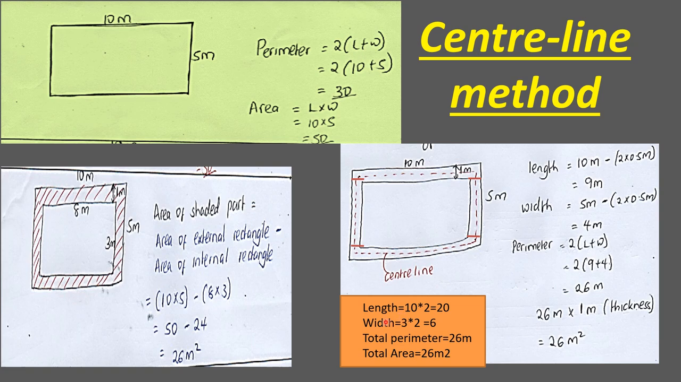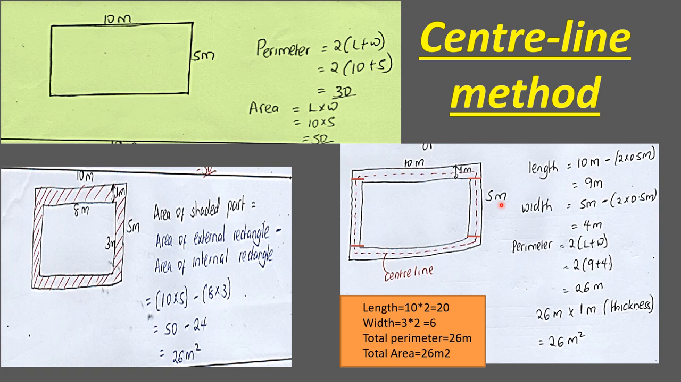The length, let's look at this one. The length shall be 10 times 2. From here 1 and 2, 10 meters. Then we go to the width. The width from here up to here is 3 meters. 3 meters times 2.